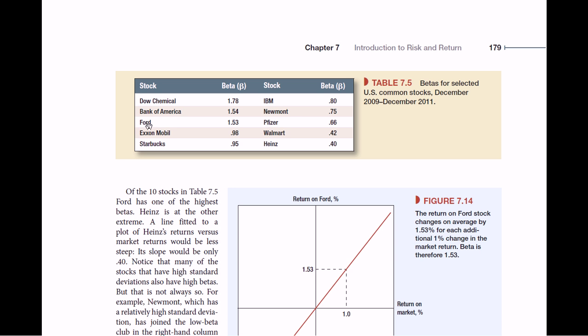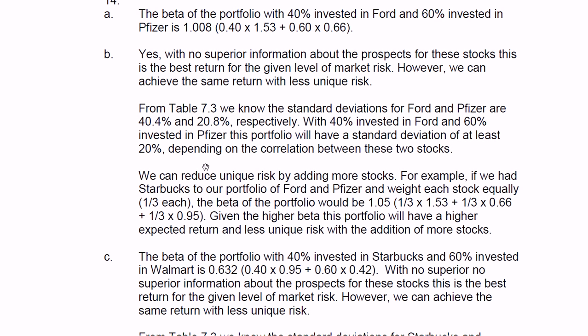Because Ford is here, and Pfizer is here, and Starbucks is in between. So we can reduce unique risk by adding more stocks. We can add Starbucks and construct a portfolio of 3 stocks with 1/3 invested in each stock, and the beta of the portfolio would be 1.05. So it's simply the weighted average of the three betas.